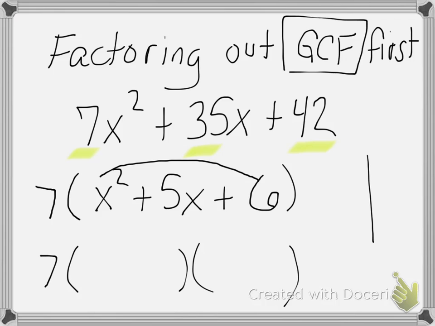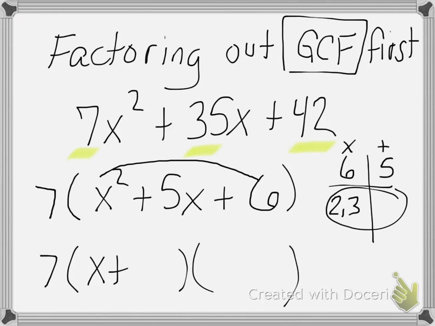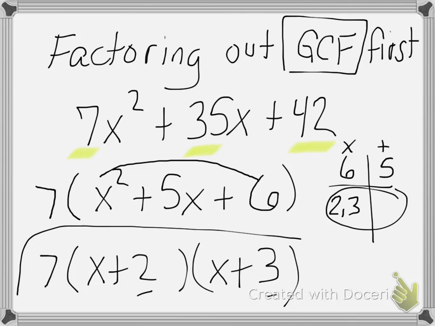So you're looking for something that multiplies to 6 and adds to 5. So 2 and 3 are those numbers. So then you can go x plus 2, x plus 3. And again, once you do a bunch of these, you find out they're using the same small numbers all the time. Most of the numbers are less than 10, and so you get the hang of those patterns. So this is your final answer.